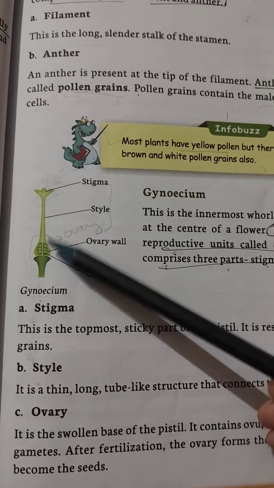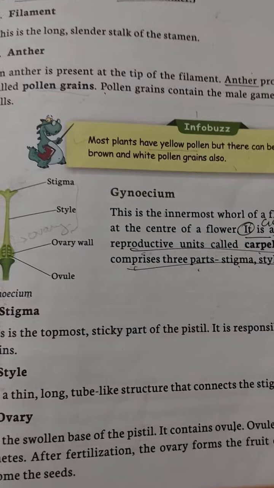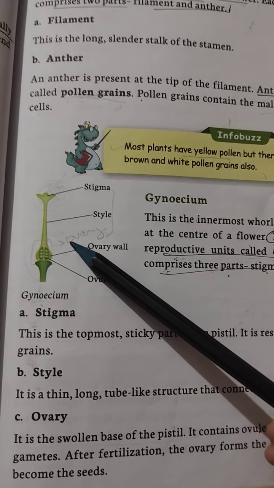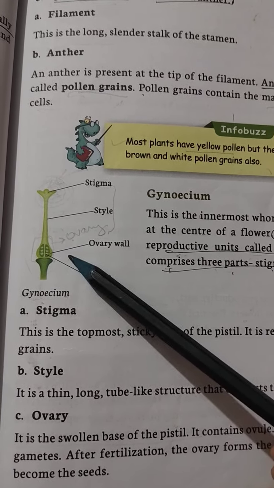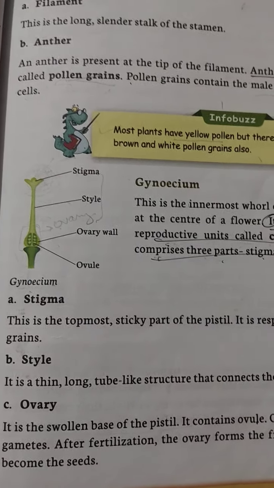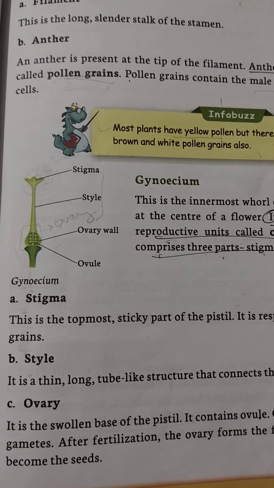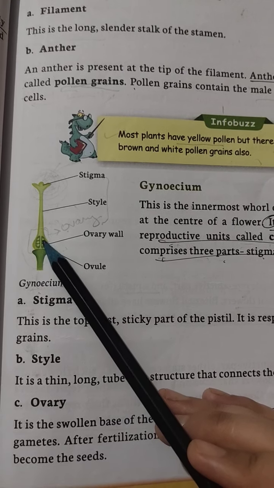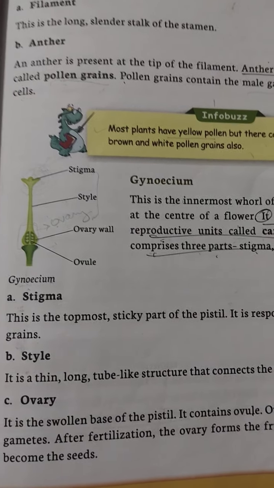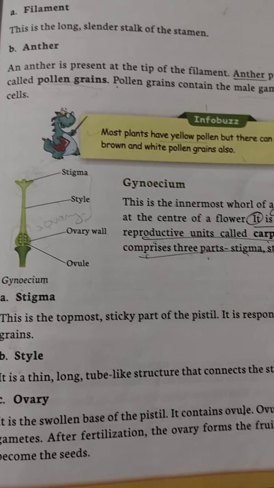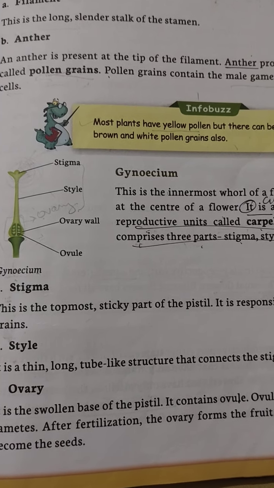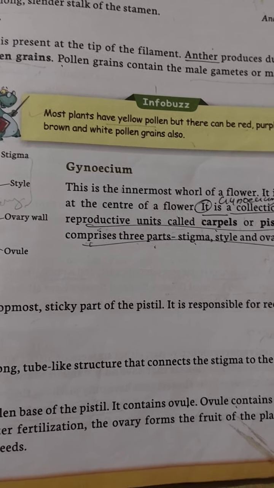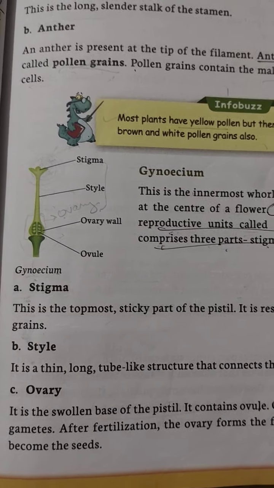The next is the style. Style is a long tube-like structure that connects the stigma to the ovule. Next is ovary. Now what is ovary? It is the swollen base of the pistil. It contains ovules. Ovule contains eggs or the female gametes. So ovule के अंदर ये छोटे छोटे, you can see, these are the eggs or the female reproductive gametes. After fertilization, the ovary forms the fruit of the plant, whereas ovules form the seeds.